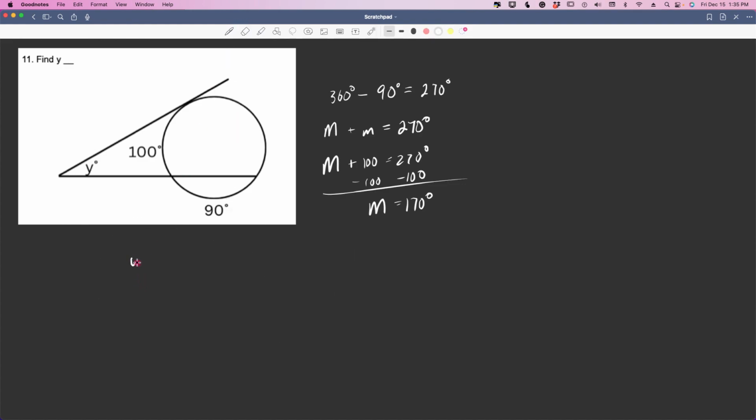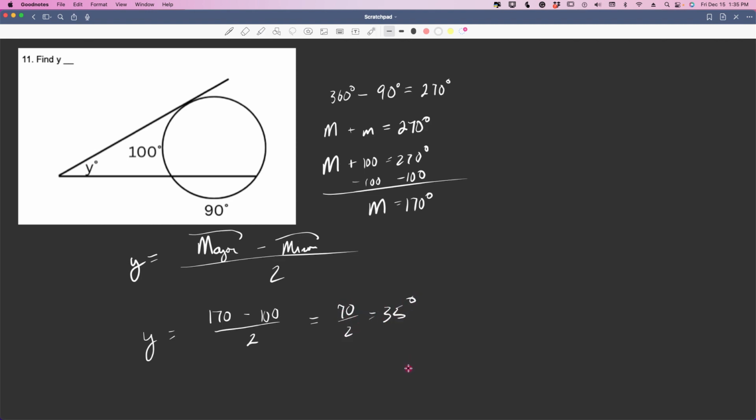Should have said y is equal to the major arc minus the minor arc divided by 2, which would have been 170 minus 100 divided by 2. Y is equal to 70 divided by 2, which is equal to 35. All right, that's a better explanation. That's written correctly. So it matters where you divide, right? It matters how this is written. But that's how we find the angle on the outside of a circle.